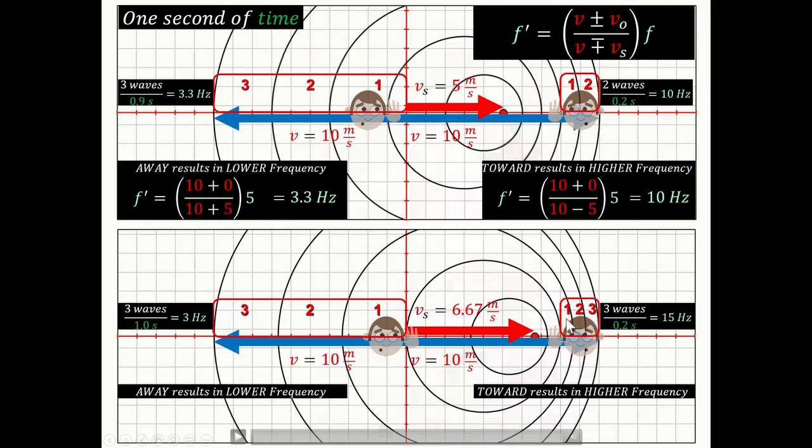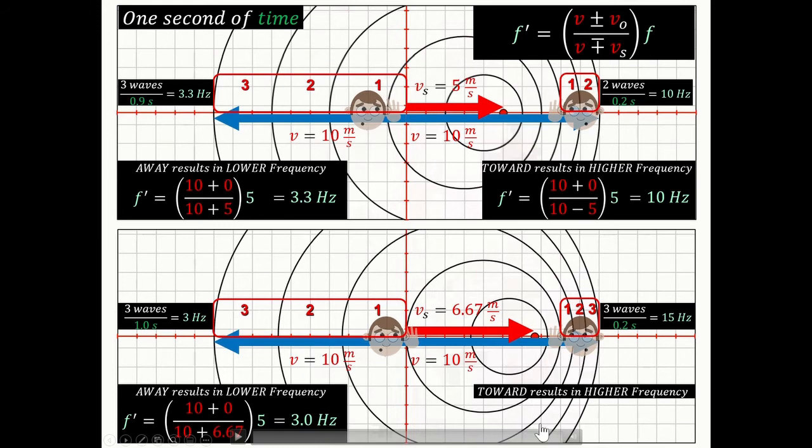They had 3 waves passing by in 0.2 seconds. Remember, the wave passes there. It takes 0.2 seconds to go those 2 distances there. So 3 divided by 0.2 is 15 hertz. 3 divided by 1 is 3 hertz. And again, I'm adding here because the denominator needs to be getting bigger so that we get a smaller frequency. And we get the same as what we did there.